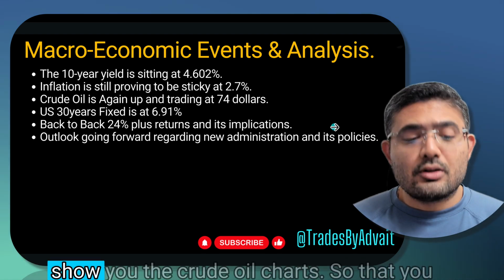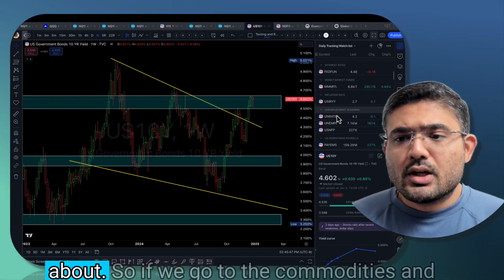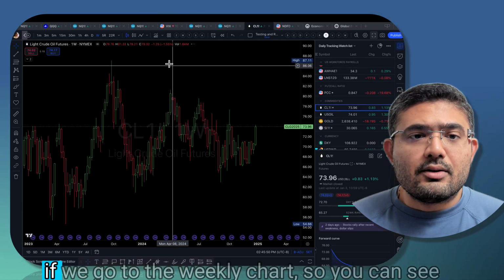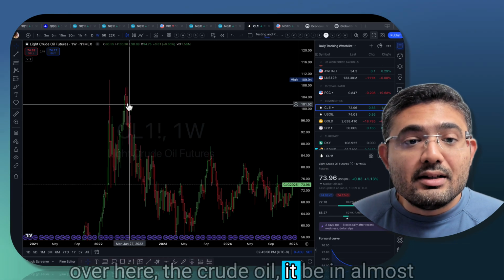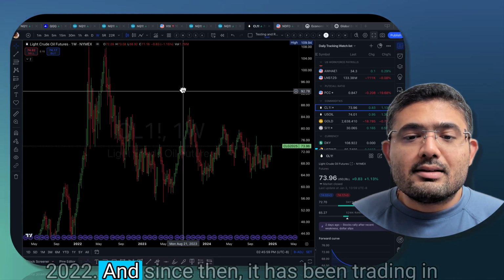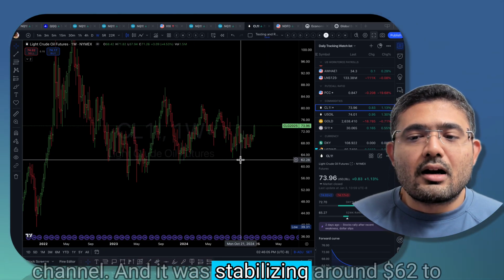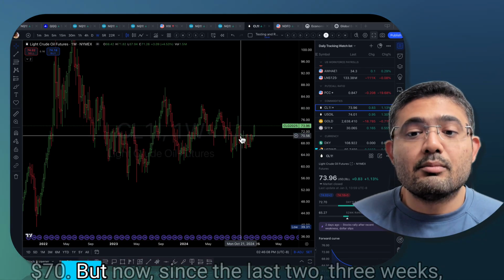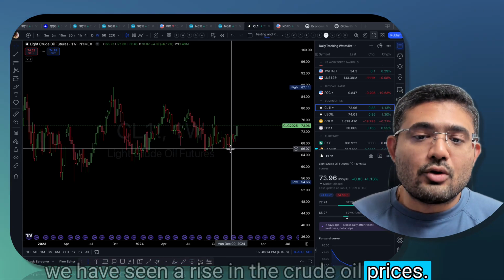So let me show you the crude oil charts so that you can get a fair idea of what I am talking about. If we go to the commodities and to the weekly chart, you can see that crude oil peaked in almost 2022. Since then, it has been trading in a sideways channel, stabilizing around $62 to $70. But in the last 2-3 weeks, we have seen a rise in crude oil prices.